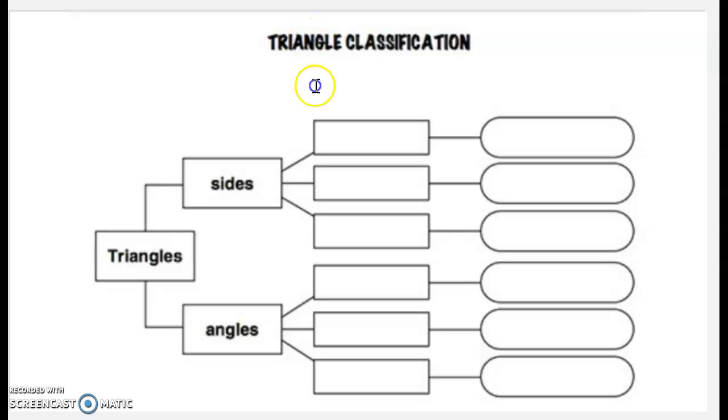So if we classify it by their sides, the first one we're going to talk about is scalene. And there are no congruent sides. So that means if I draw a triangle, ooh, that's a bad triangle. If I draw a triangle over here, that means this side and this side are all different lengths, and my tick marks there indicate those are different lengths. Okay, so no congruent sides.